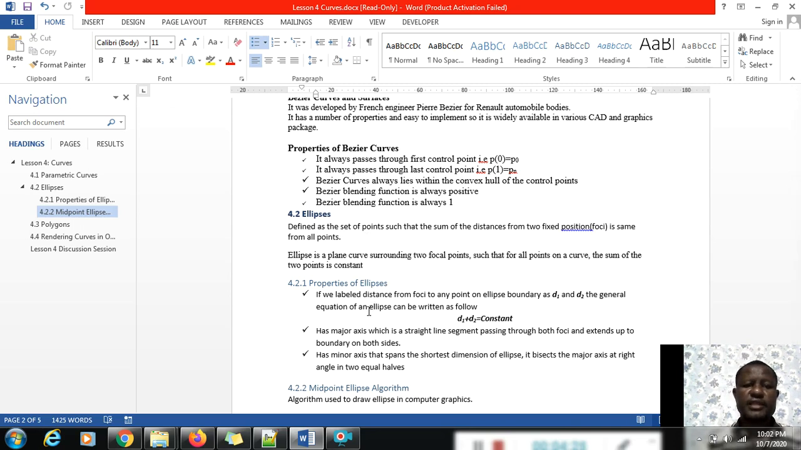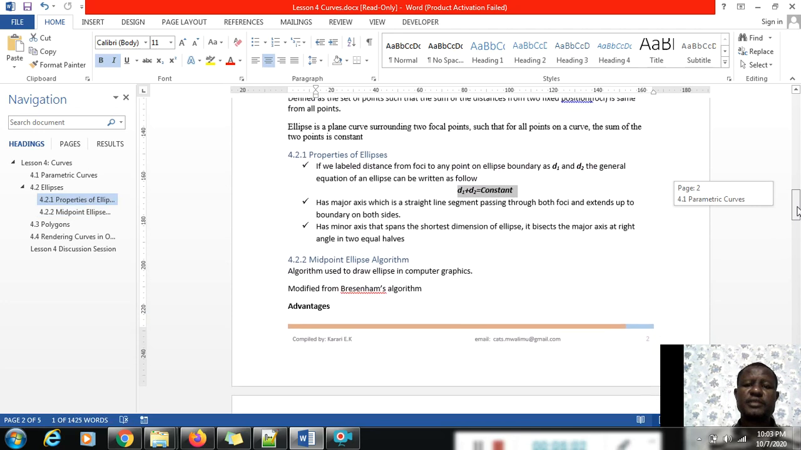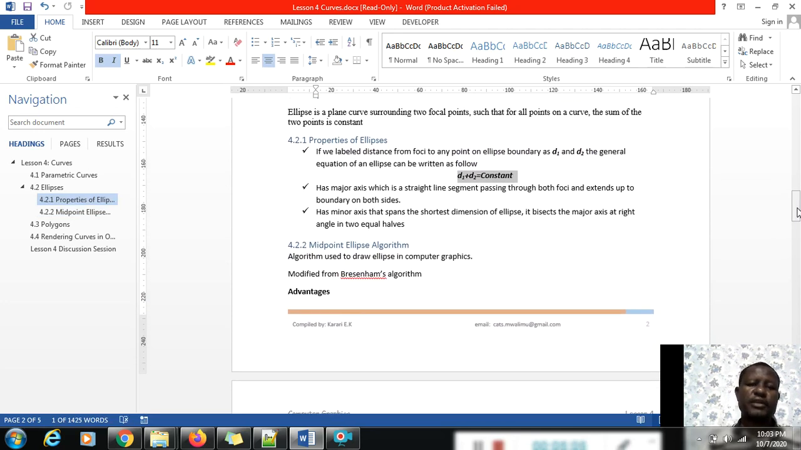The ellipse is basically defined as a set of points such that the sum of the distances from two fixed positions, that is the foci, is the same for all points. In other words, an ellipse is a plane curve surrounding two focal points, such that if the distance from those two focal points is measured to the ellipse itself, then the sum of the two is always constant, and that is what this property is defining here. The ellipse also has a major axis, which is a straight line segment passing through both foci and extending up to the boundary on both sides.